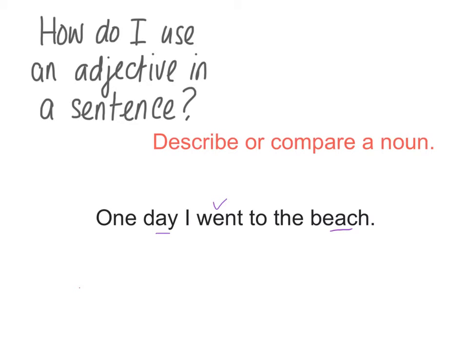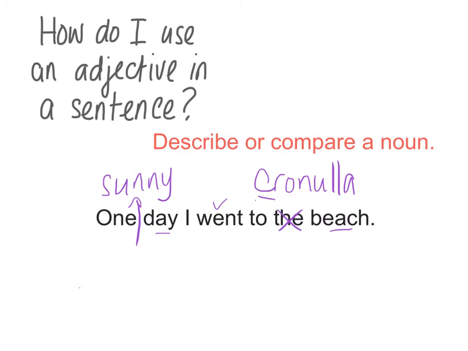We're not describing the went. Okay, so what sort of day is it? Well, it's a sunny day. That's the type of day you want to go to the beach. And we might say, instead of the beach, we might say Cronulla Beach. And then we've given it a proper noun with a capital letter. Cronulla Beach. So one sunny day, I went to Cronulla Beach.